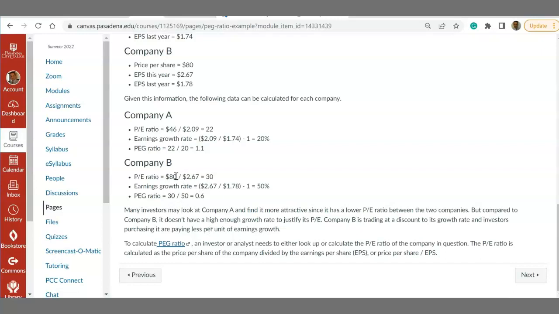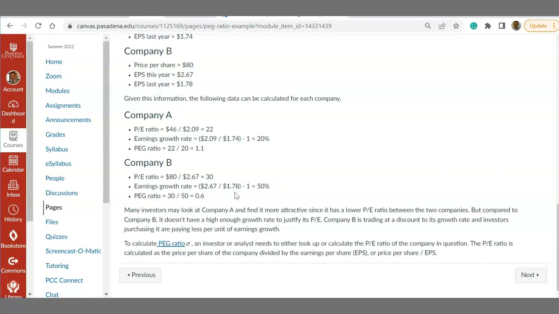So PE ratio, price of stock divided by earning per share of 2.67 currently, gives you a PE ratio of 30. Okay, so right now you can see that company B technically looks like it's a little bit more expensive compared to the earning per share, which is why you got a 30. Here you got 22. So 22 is looking like a much more fair price, and 30 looks like a little bit more expensive price.